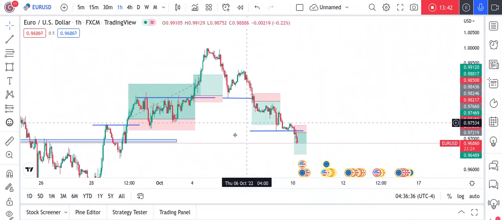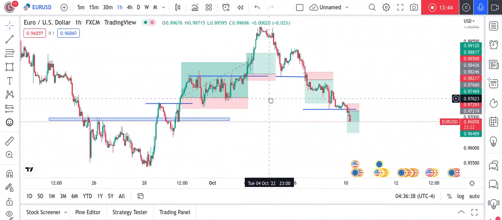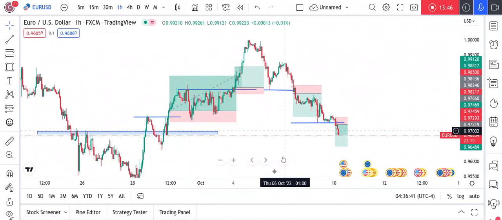Do your back testing on the strategy. It's really amazing. So do your back testing. Simple.